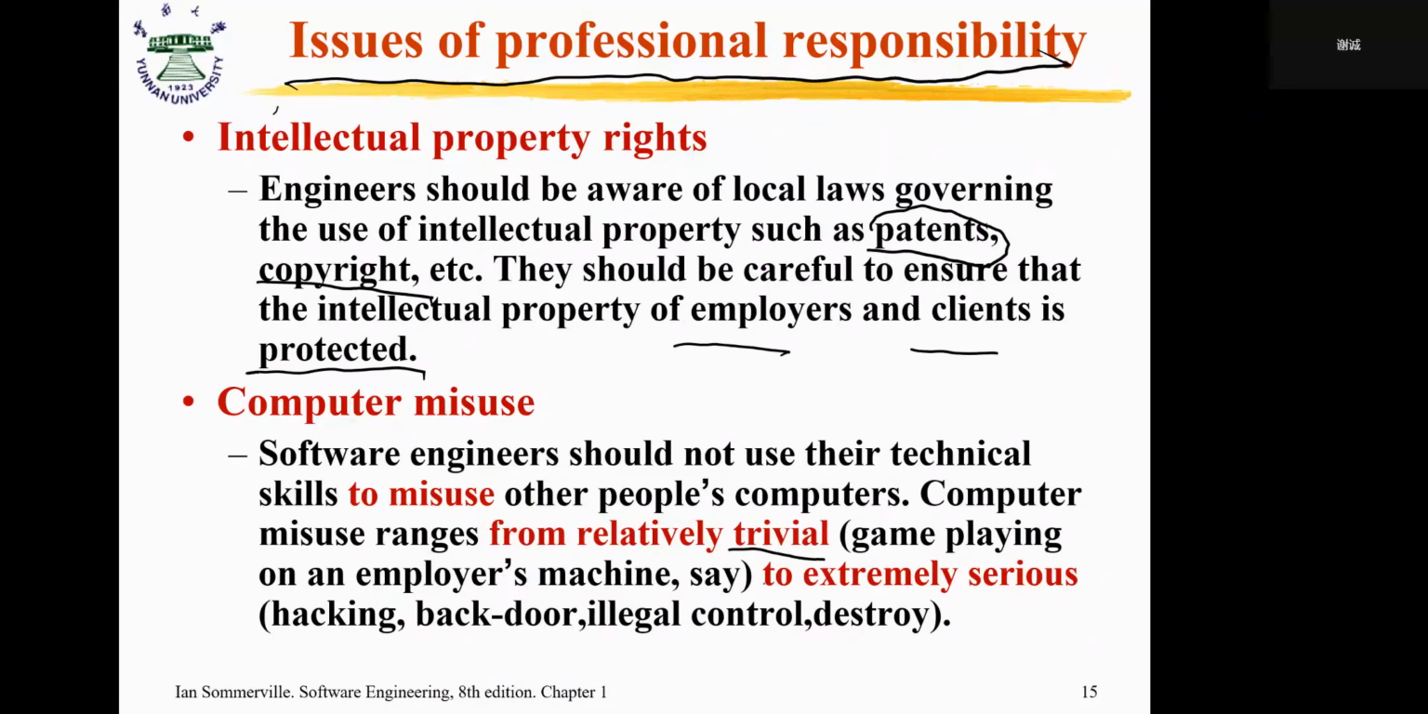Or an extremely serious one, like hacking others' computers, maybe leaving some backdoor to your client, or illegally controlling your client's computer, even destroying the system. No, you cannot do this. This is the responsibility of computer misuse.